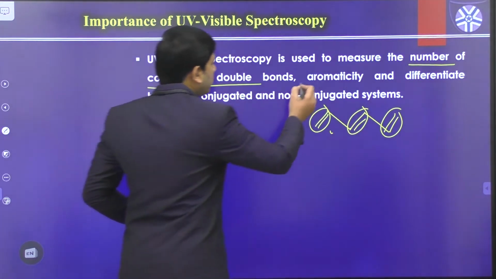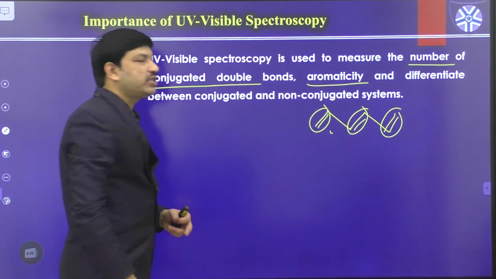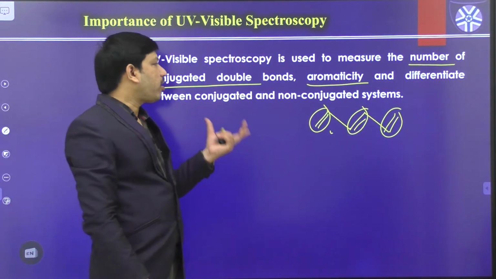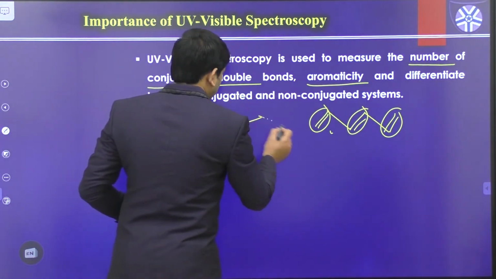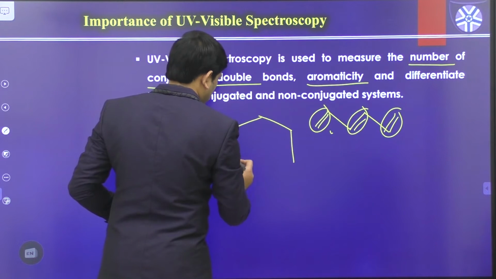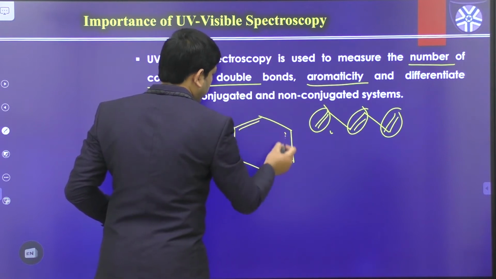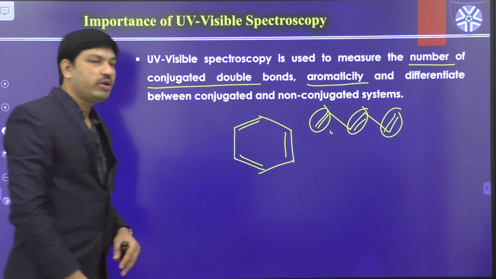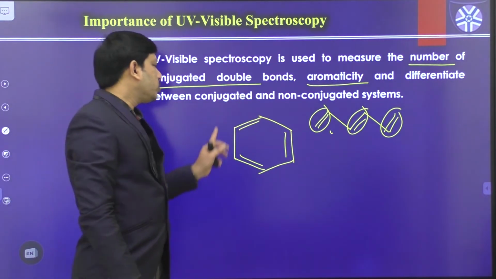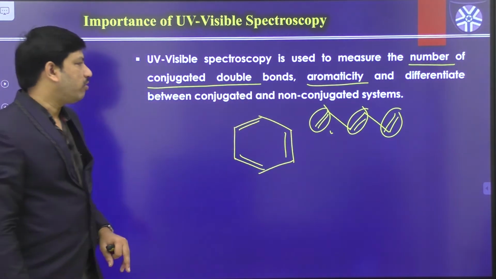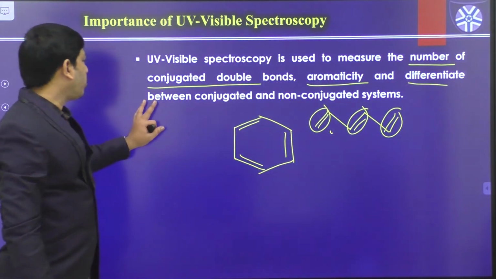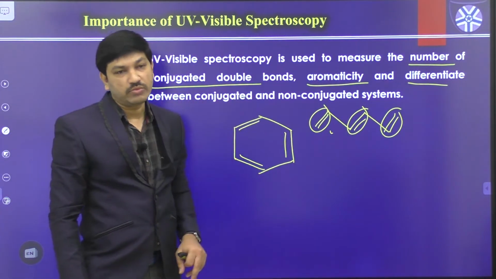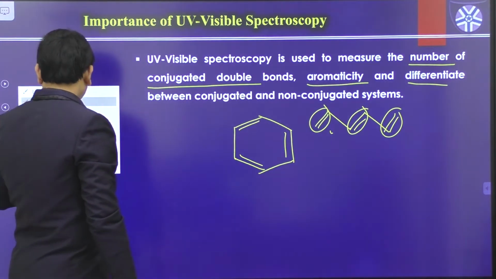It is also useful to understand whether the given molecule is aromatic or non-aromatic in nature. Aromaticity means delocalized double bonds. In the case of the benzene ring, we have delocalized double bonds like this. So it is also useful to measure the aromaticity of a given compound, and to differentiate between a conjugated system and a non-conjugated system. We will see one by one.